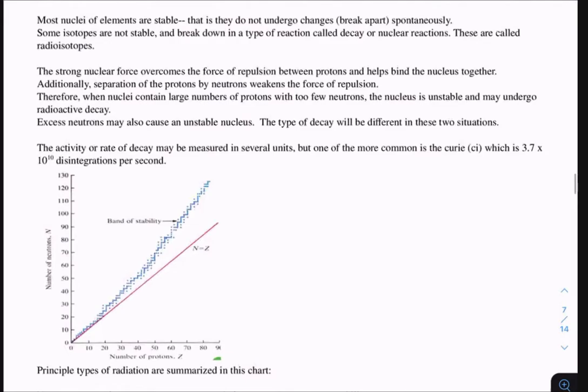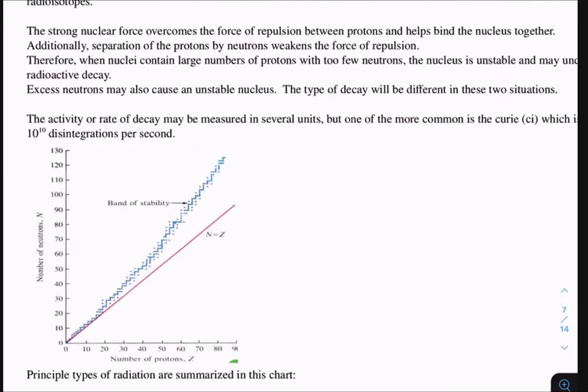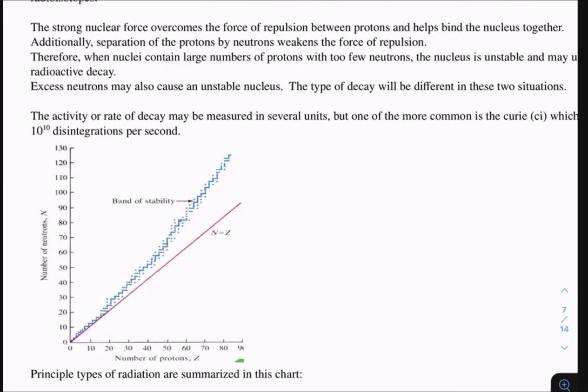So this chart right here, this is probably one of the important graphs. This is the most important graph of this unit. This is called the band of stability. So we start out by graphing the neutrons on the Y and the protons, or atomic number, on the X. All right, so notice that we have a line, a pink line here, where the slope is 1. Right, that line represents a slope of 1.